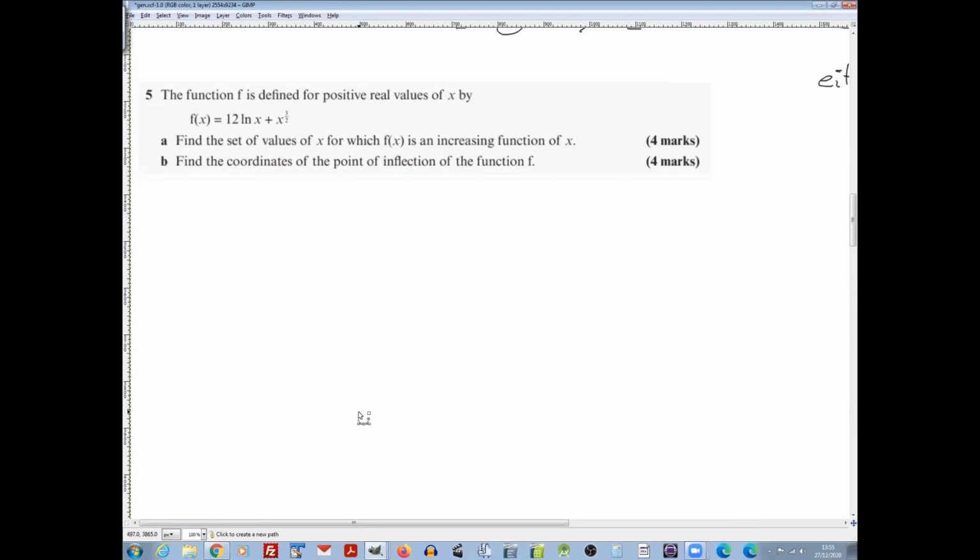Find a set of values of x for which the function is an increasing function. So we find where the gradient is positive. So if f of x is 12 log x plus x to the 3/2, what's the gradient function, f dashed of x?